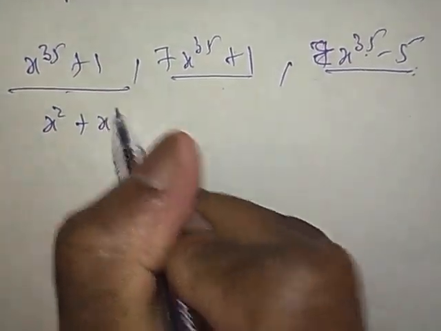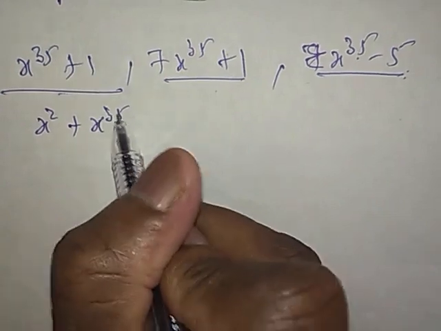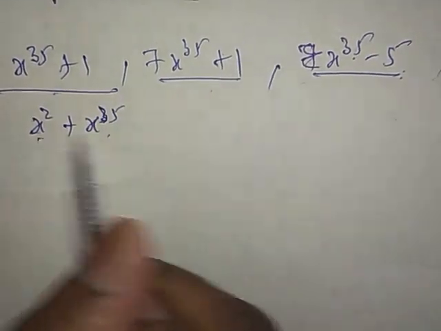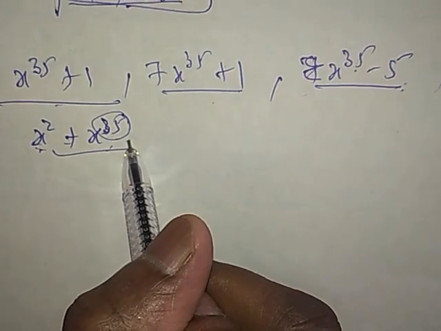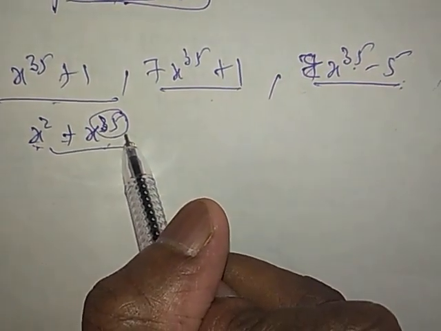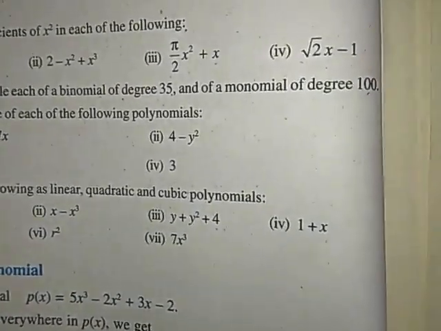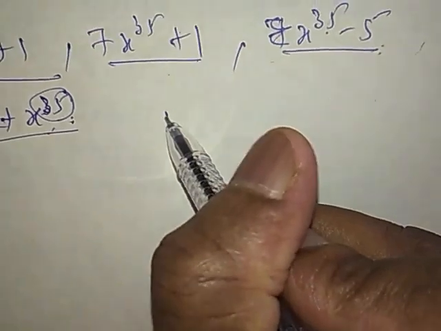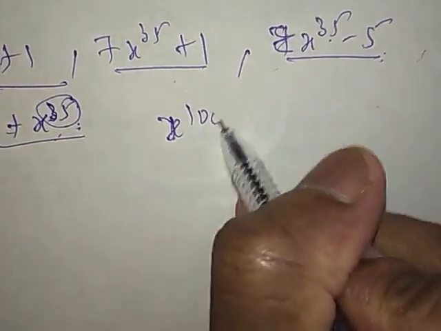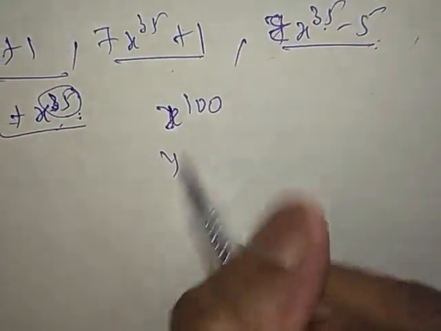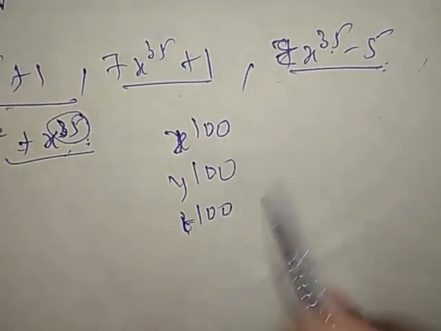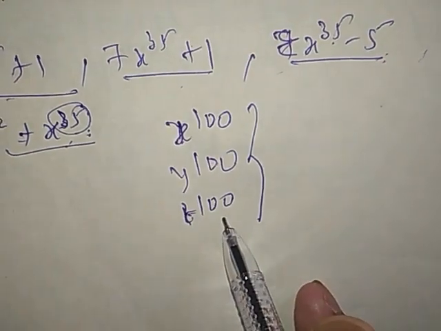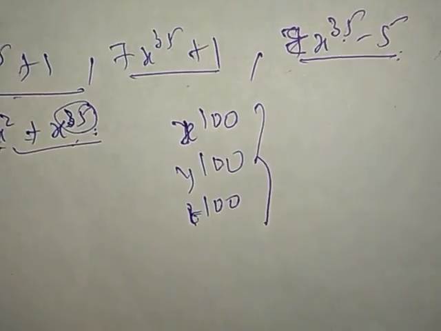You can also write x square plus x 35. That also becomes a binomial because there are 2 terms and the maximum degree is 35. So it is also an example of a binomial with degree 35. Okay. And now a monomial of degree 100. Monomial means only 1 term. So it is x raised to 100. We can say y raised to 100. We can say t raised to 100. These are all examples of a monomial with degree 100.